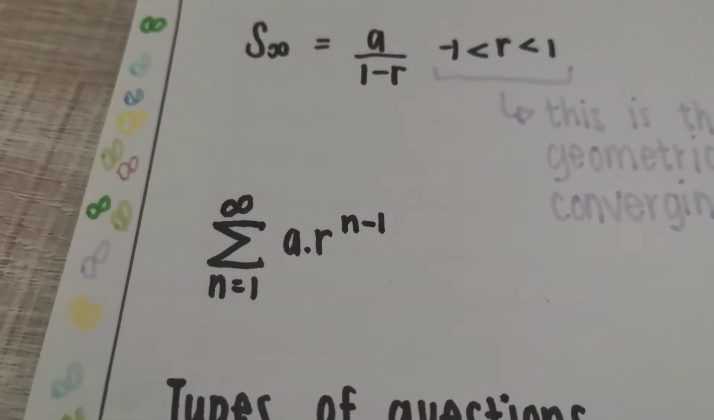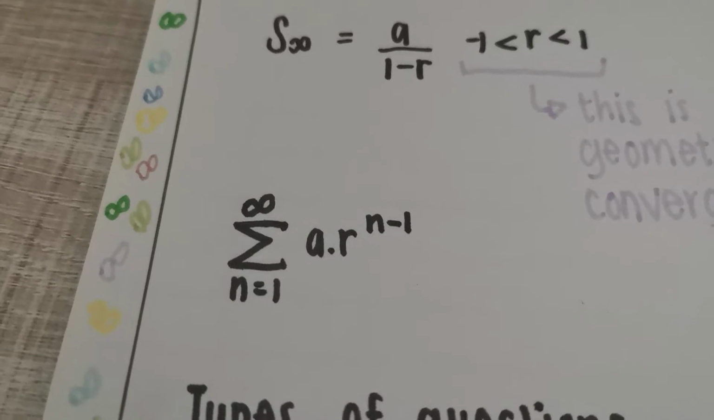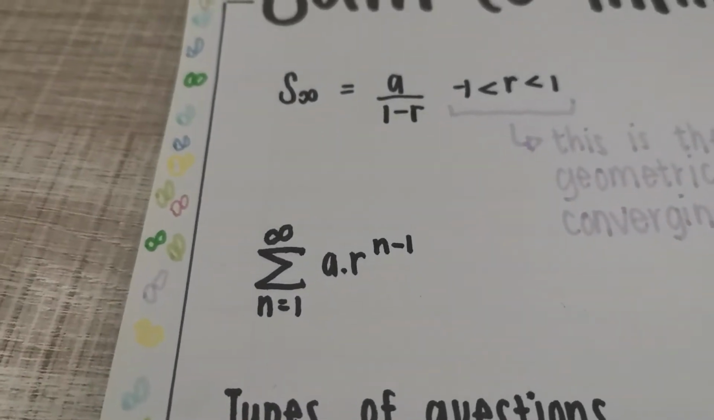Therefore, you know that, oh okay, I just need to get the first 2 or 3 terms to get my a value, to figure out my r value, and then sub it back into this formula that I just mentioned.